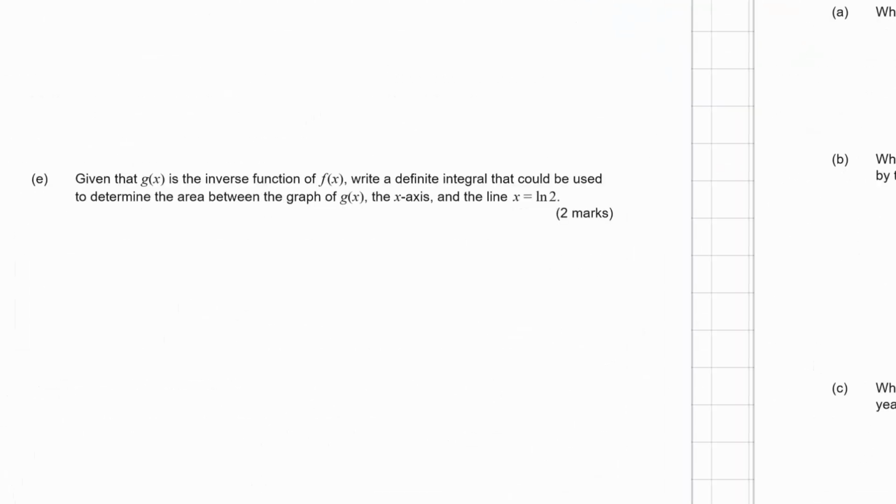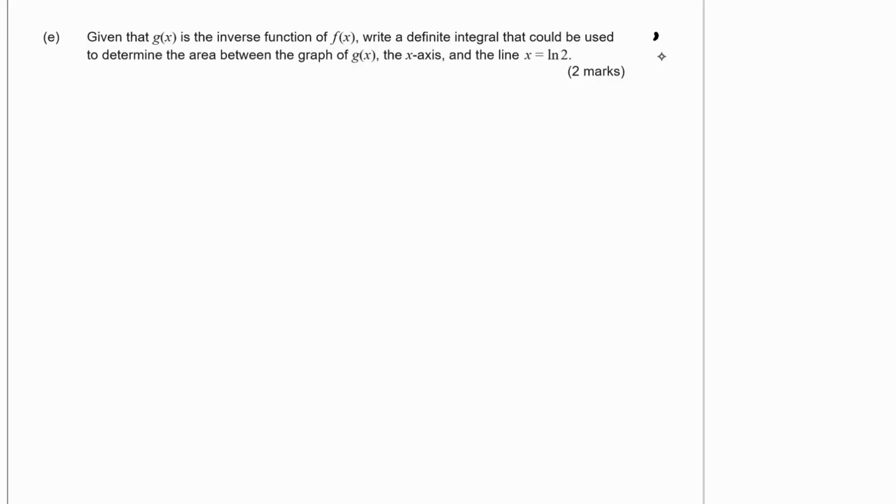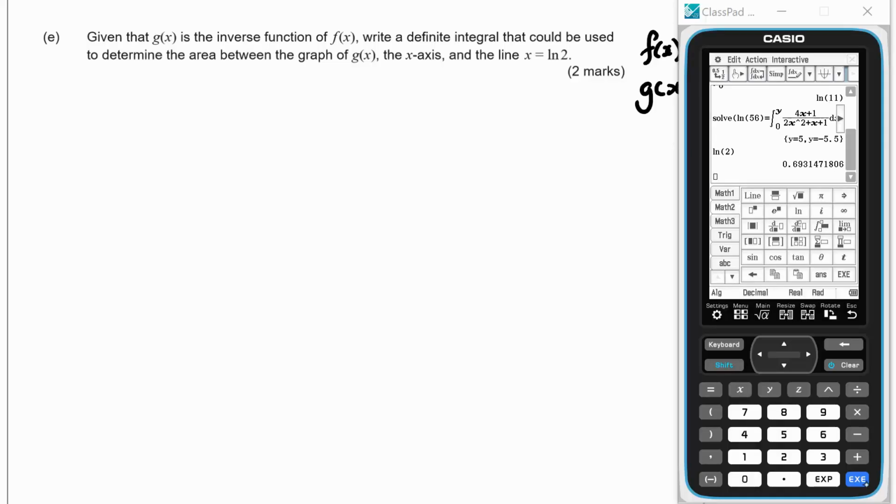And finally, it says, given that g of x is the inverse function of f of x, write a definite integral that could be used to determine the area between the graph of g of x, the x-axis, and the line x equals ln 2. So we know that f of x was e to the x. The inverse function of that, obviously, is the natural log.